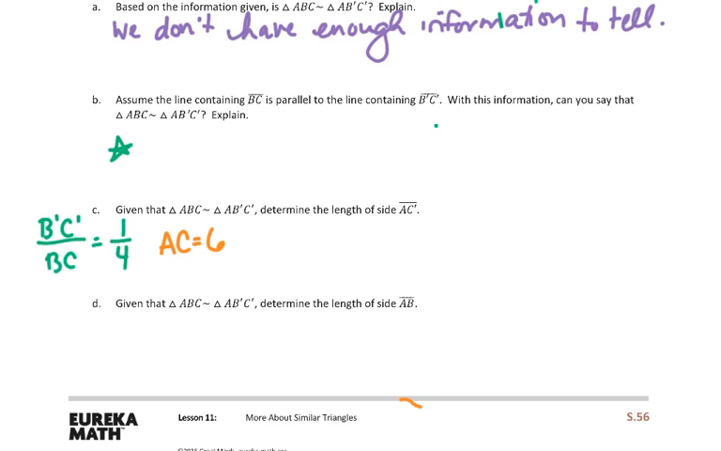So I brought information down. Our scale factor for B prime, C prime, and BC was 1/4, and it gives us AC is equal to 6. So if it wants us to find the length of AC prime, we would take 6, because that was our original measurement, and multiply it by 1/4, our scale factor, and that ends up being 6/4, which is the same thing as 3/2, which is 1 1/2. So that is the side length for AC prime, 1 1/2, because our scale factor was 1/4.